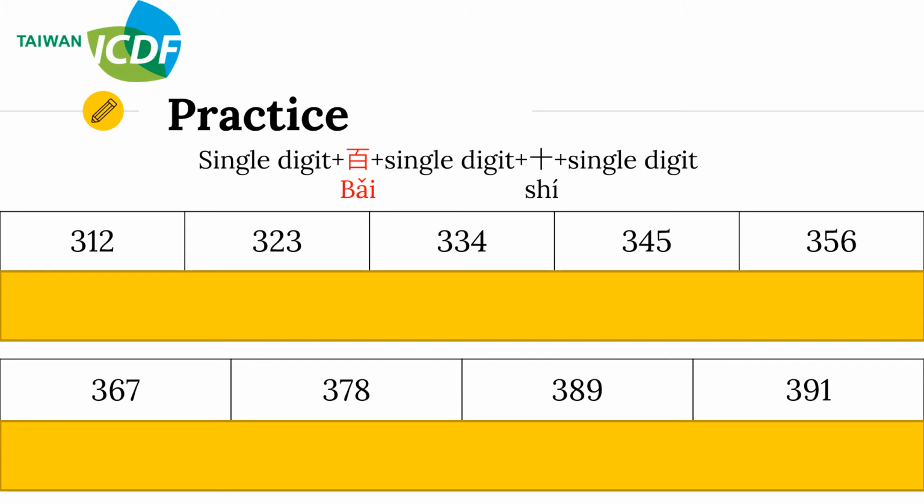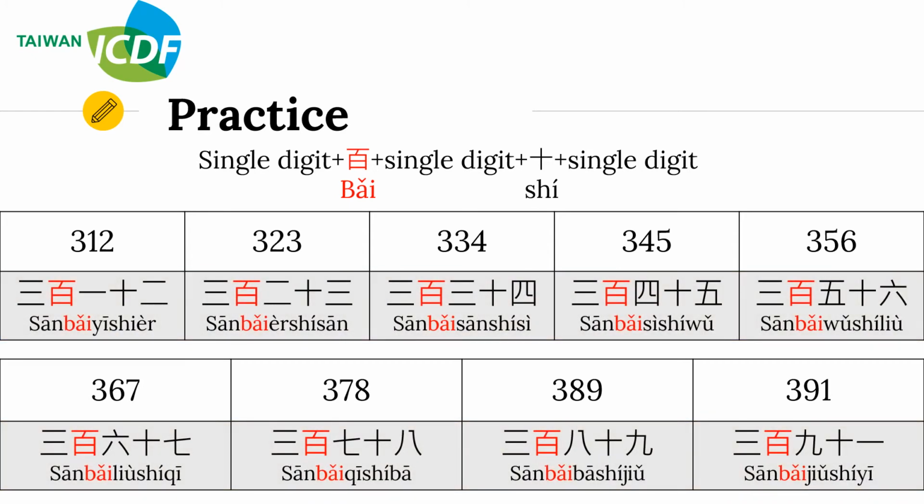Let's do some practices together. There are several numbers below. Please transcribe them into Mandarin. You could pause this video first if you need more time. The answers are 312, 323, 334, 345, 356, 367, 378, 389, 391.